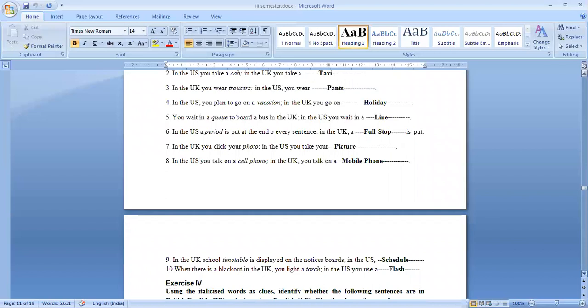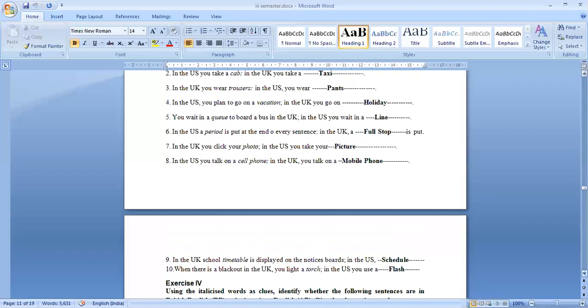Sentence number 9: In the UK school, the timetable is displayed on the notice boards. So in the schools in Britain, they display the timetable. After the first period, what will be the second period, the next period. These things are indicated, and they are called a timetable. But Americans call the same thing a schedule.